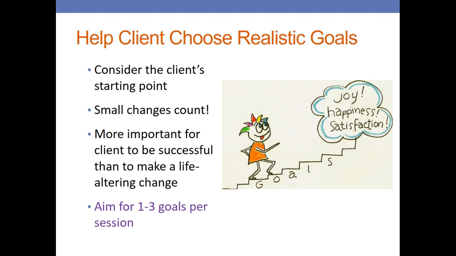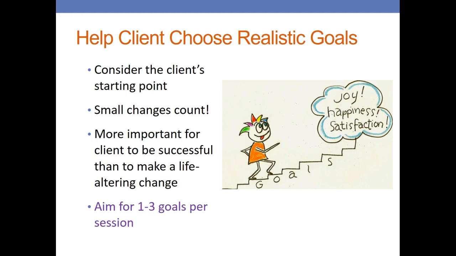Of course, we also want our client to choose realistic goals. So we always want to consider the client's starting point. For instance, if a client is currently not working out at all, setting a goal to start working out 3 hours a day, 6 days a week, might not set them up for success. Remember that small changes count.